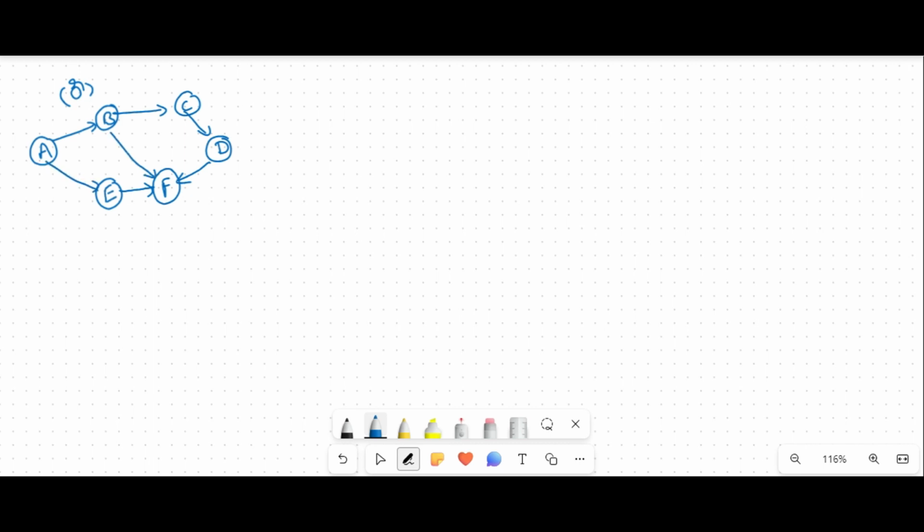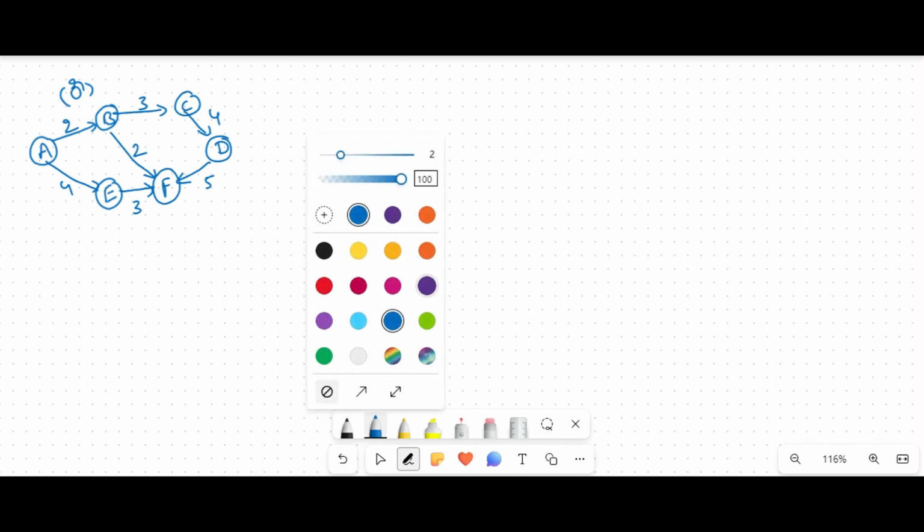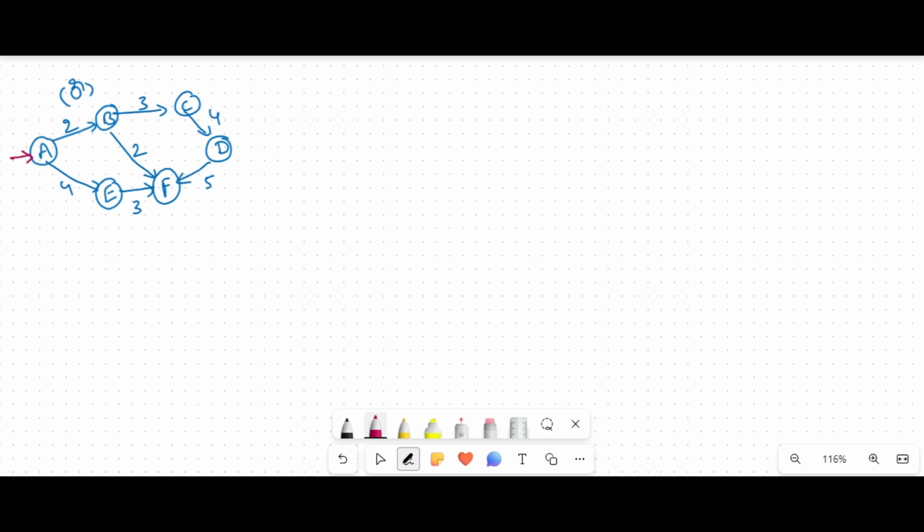Suppose this is the graph. Now I am writing the edges 2, 3, 4, 5, 3, 2, 4. Source vertex is A. Initially, we don't know from which vertex and we don't know the distance. So like this you can write.